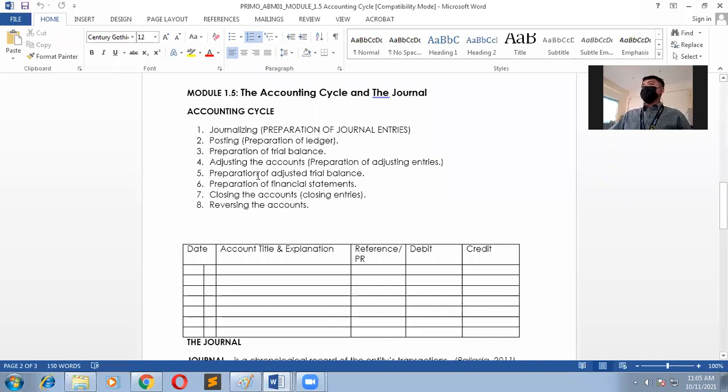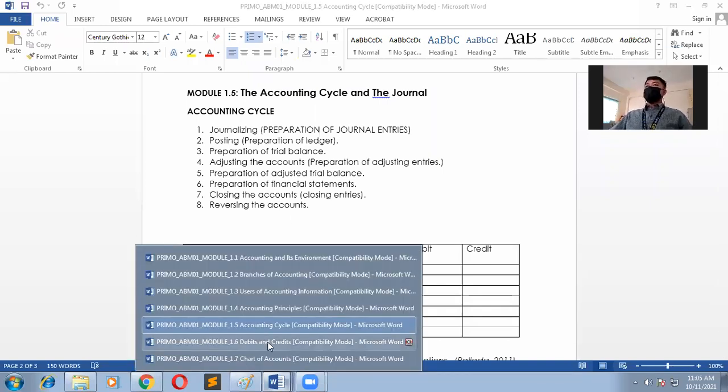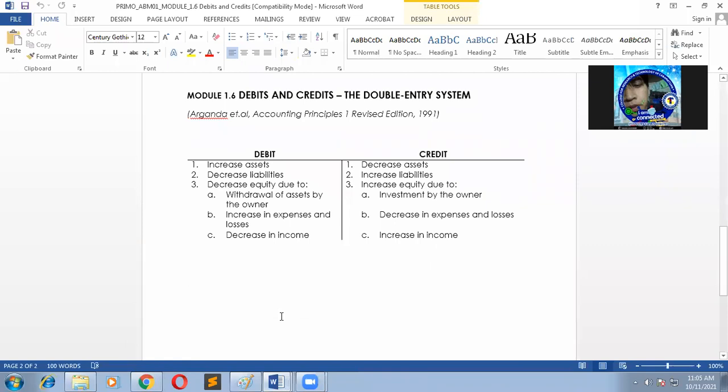So the second stage is posting. Third stage is preparation of trial balance. Fourth stage is adjusting the accounts. Of course, after preparing the documents, you'll be doing the adjusted trial balance. And after that, you'll be preparing financial statements, closing the accounts through closing entries, and reversing the accounts for you to start another accounting cycle for a new accounting year. So next po natin inaral ay yung debits and credits.